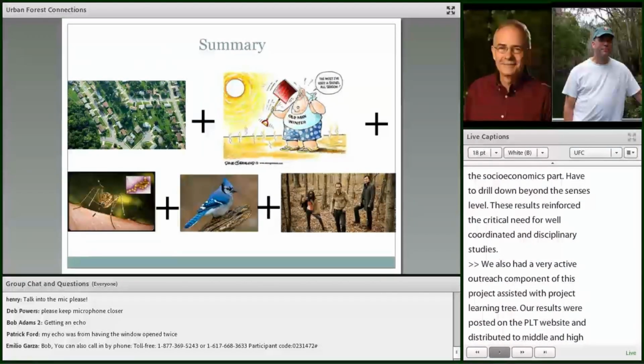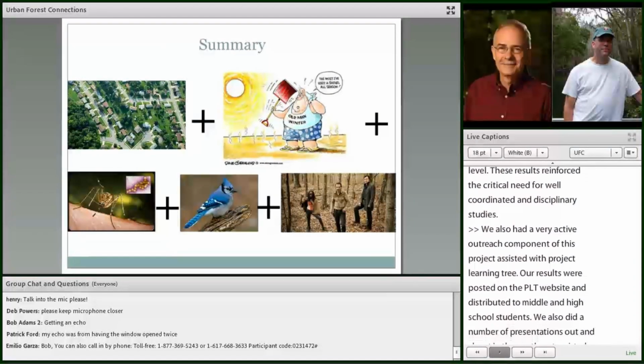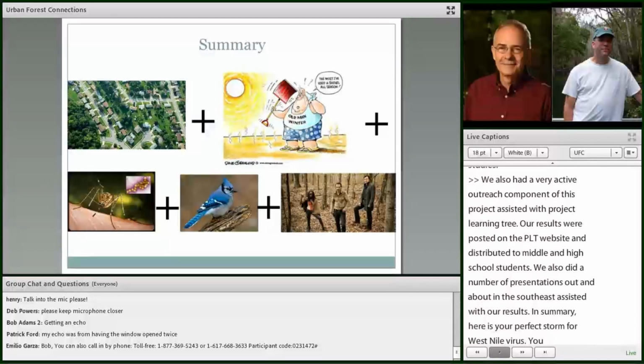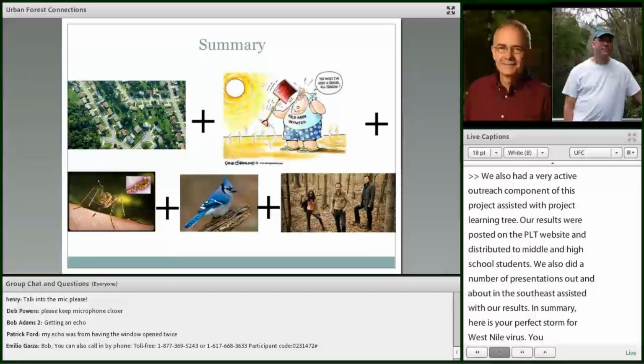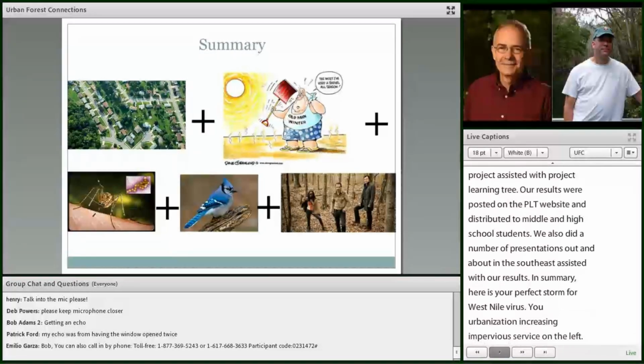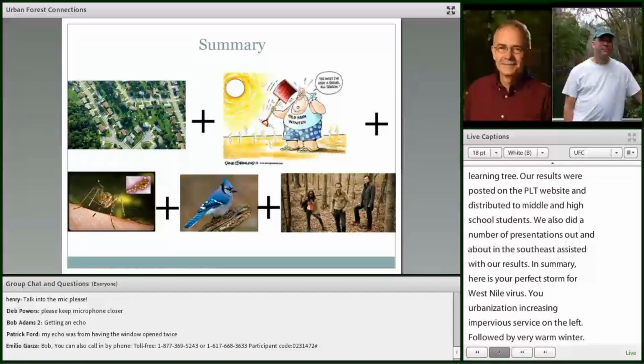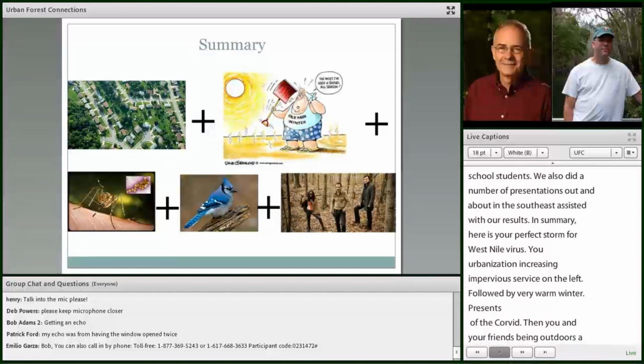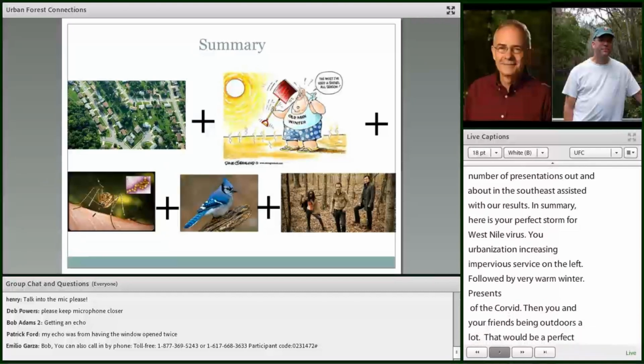So in summary, here's your perfect storm for West Nile virus. You have urbanization, increasing impervious surface on the left, followed by a very warm winter, then the presence of the Culex, the presence of the corvids, blue jay being a corvid, and then you and your friends being outdoors a lot. That would be a perfect storm. West Nile virus is not a big problem every year. It's about a cycle of every 6 or 7 years.